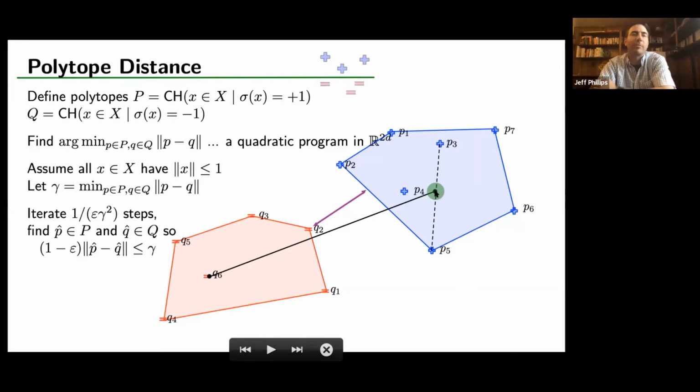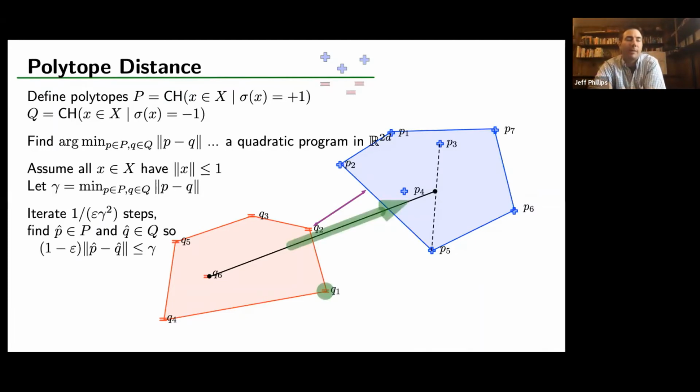Okay, this should be perpendicular, but think in high dimensions, pretend this is perpendicular. This will make the drawing a bit more interesting. Okay, so this is the minimum point on the dashed line to the point in the negative polytope, and this is one iteration. Okay, and then I do this the other direction.